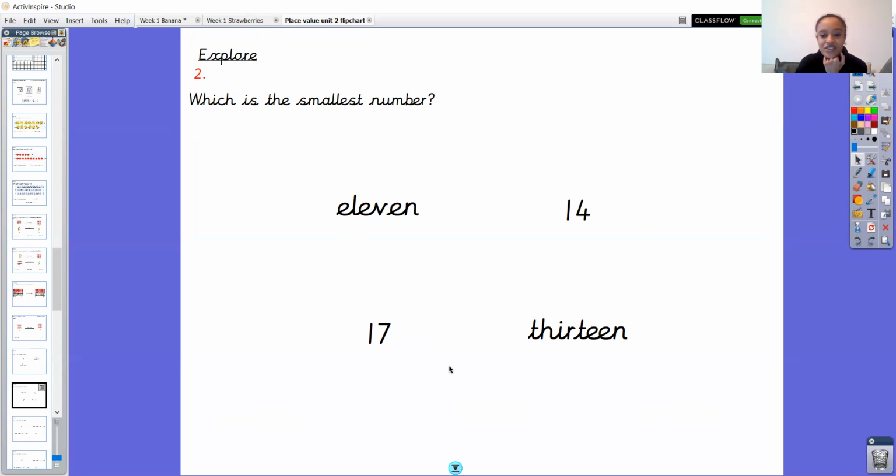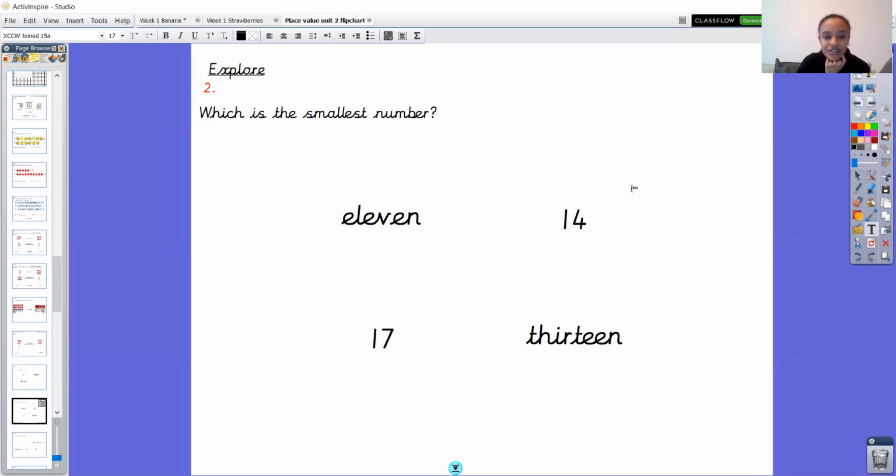Brilliant. Okay, now they're quite tricky to read, these words, aren't they? So this one, hopefully you can see that this is the number 11. Okay, so I'm going to write the number 11 as a numeral. But the number 11, we've got the number 14, we've got the number 17, and this one, 13. So which number is the smallest number this time? That's right, the smallest number is 11.